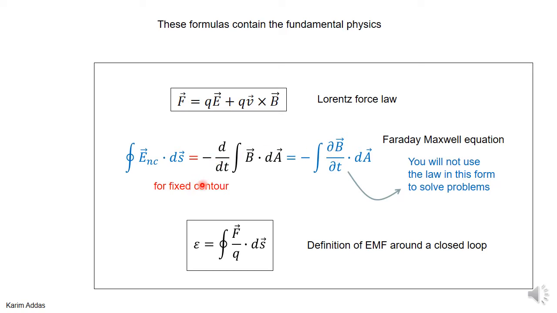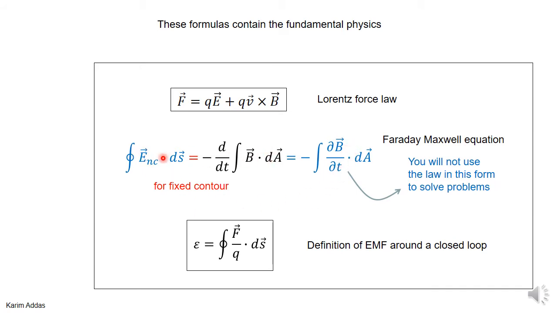This is a subtle issue, so you have to take it as a given. If you want, there are more advanced notes I have that explain this in detail. So if you have a fixed contour, the integration of E dot ds is minus the integration of partial B by partial t dot dA. We're not going to use this blue form in the course.